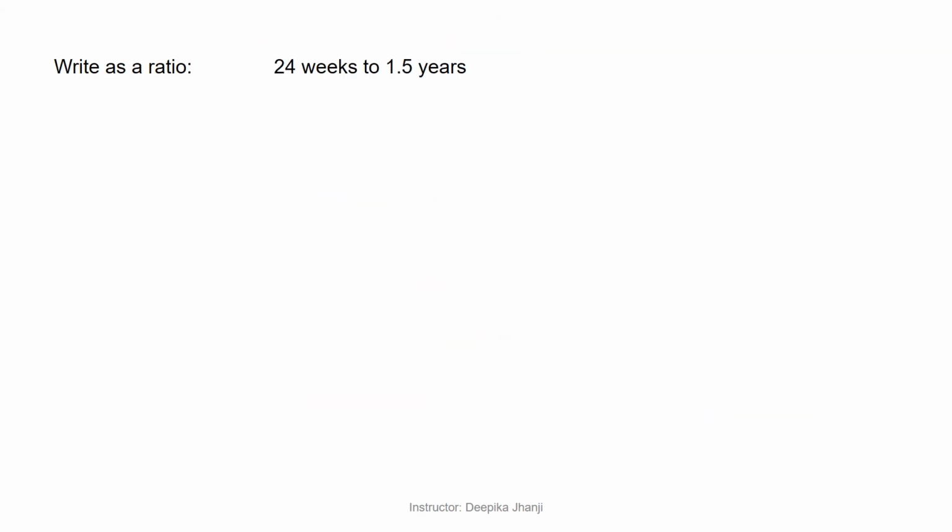Another example is we want to find out the ratio of 24 weeks to 1.5 years. Now, as I said, ratio is a way of comparing quantities in the same unit. Now, years should be in weeks, right? So we'll convert years into weeks so that we can compare them in ratio. Let's convert years into weeks. Now, 1 year is equal to 52 weeks, right?